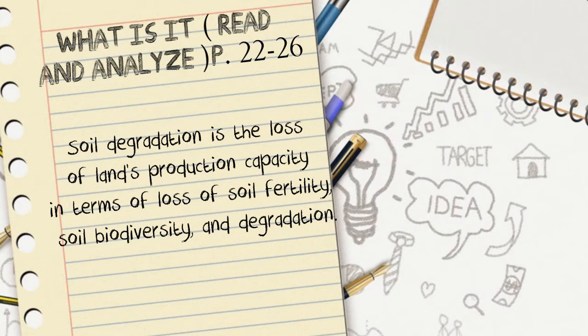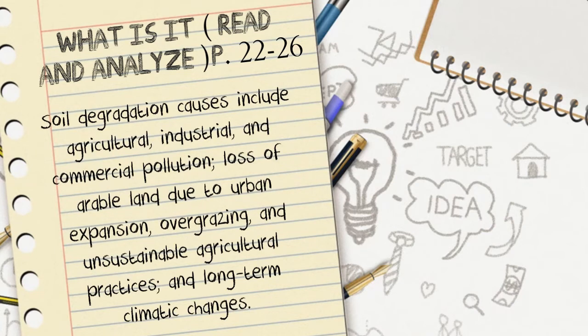Soil degradation is the loss of land productive capacity in terms of lost soil fertility, soil biodiversity, and degradation. Soil degradation causes include agricultural, industrial, and commercial pollution, loss of arable land due to urban expansion, overgrazing, and unsustainable agriculture practices, and long-term climate change.